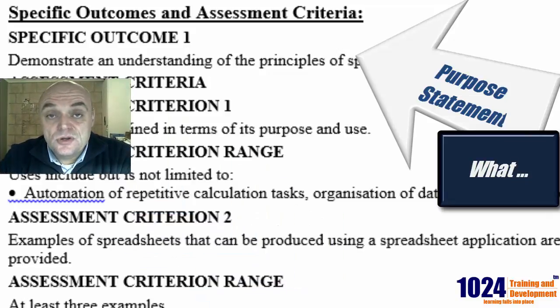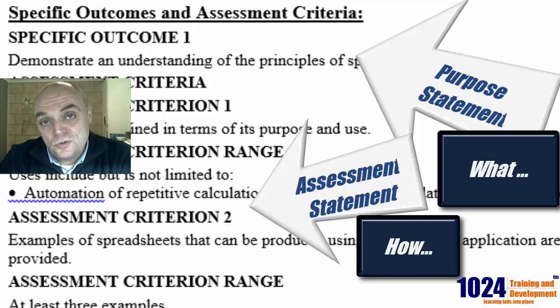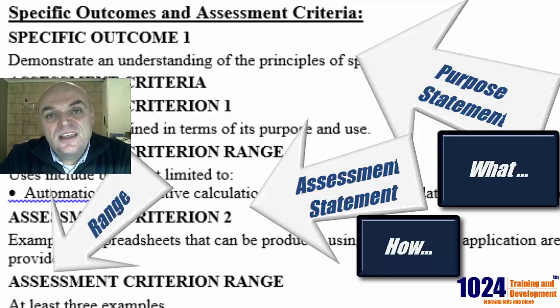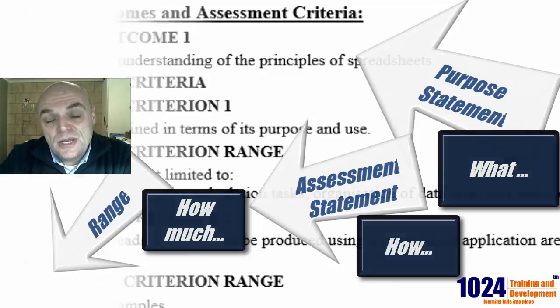This specific outcome is broken down into assessment criteria or assessment statements, which states how each one of these will be assessed. Where required, these assessment statements or assessment criteria are broken down into assessment criteria range statements, and this simply gives you and the assessor a guide as to how much needs to be assessed. For instance, if you need to copy something, do you need to copy it with the mouse and keyboard, or with the mouse, keyboard and your commands on the ribbon?